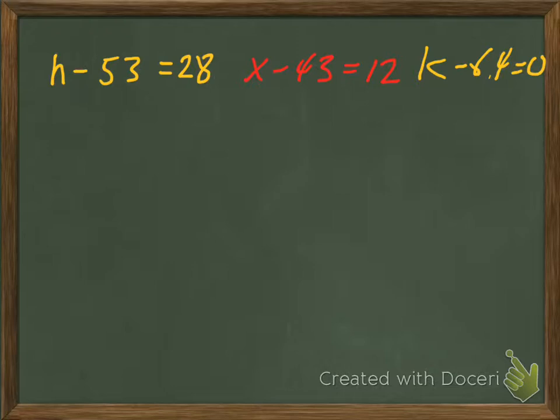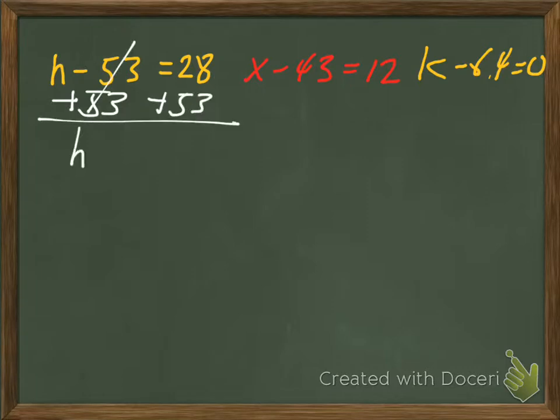First one, what do we do? H minus 53. So add it. Add 53. Add 53, yep. Then add 53 to the other side. So we're going to add 53 to both sides. It cancels out there. I get H equals, I think that's going to equal 91. Yeah. All right, the next one?